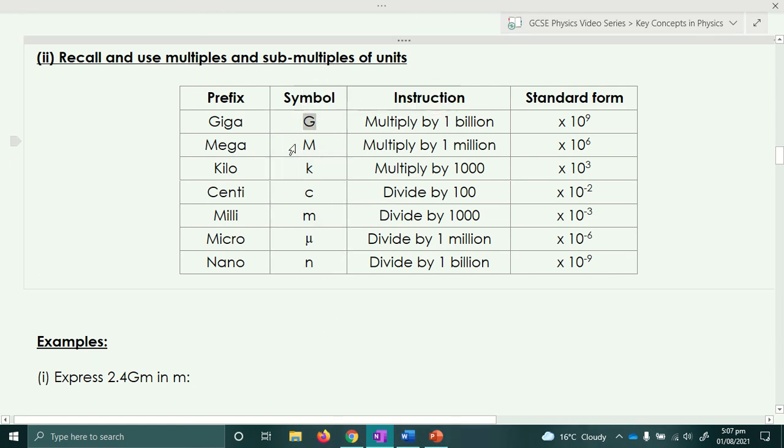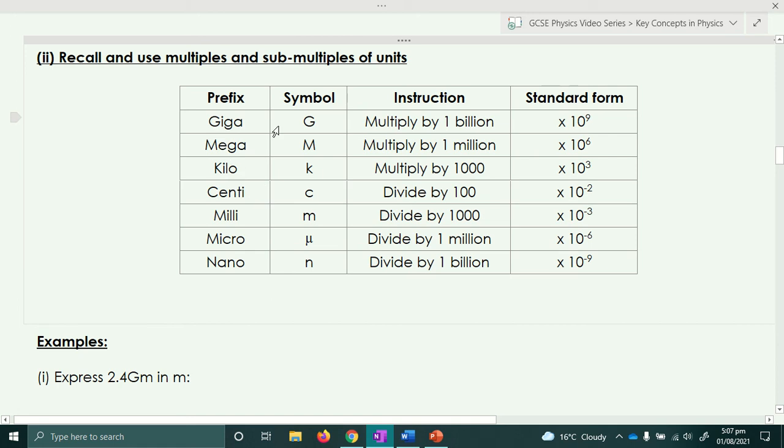You'll need to spot the prefix and you'll need to know what to do with that prefix. And this will link in quite heavily with standard form, which we'll get to in part 4 of the last stage of this video. So we'll spend more time looking at standard form a bit later on. So these are the prefixes you'll come across in the GCSE course.